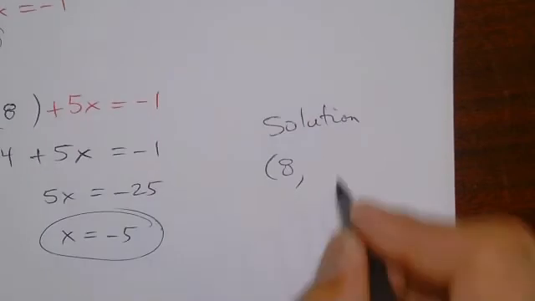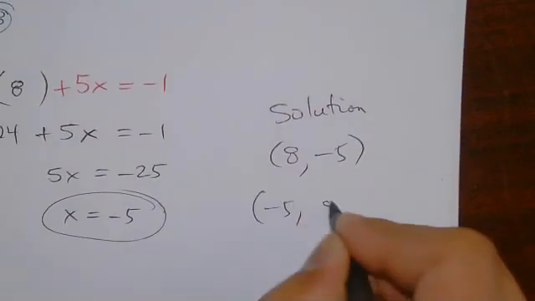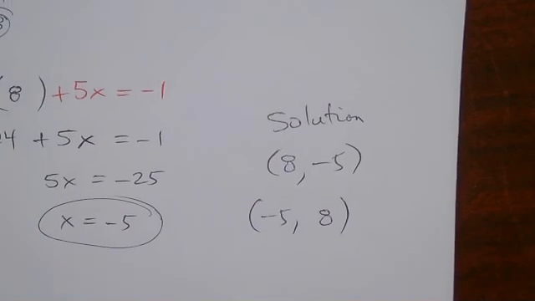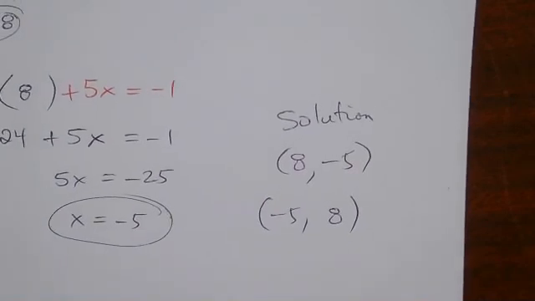Remember, the solution is a coordinate. Now, I have these two numbers. I have one that says 8 and the other one's -5. Or is it going to be -5, 8? Or do they mean the same thing?